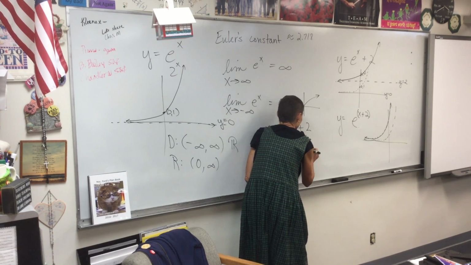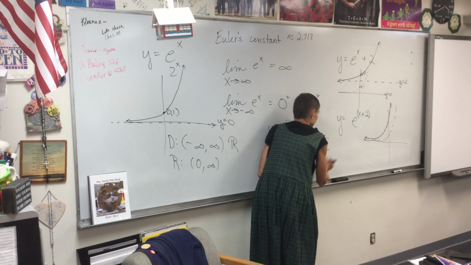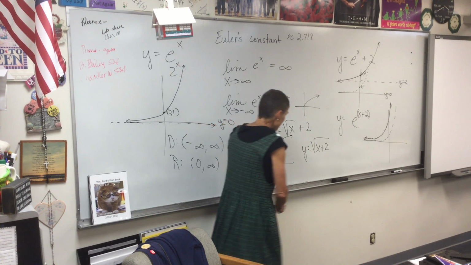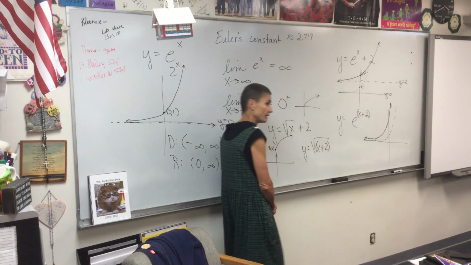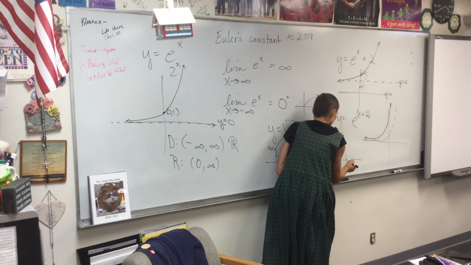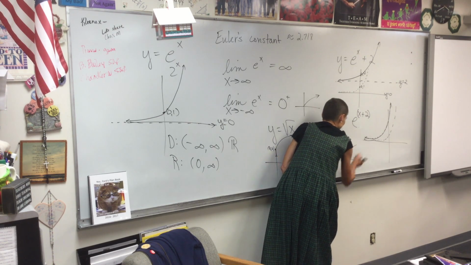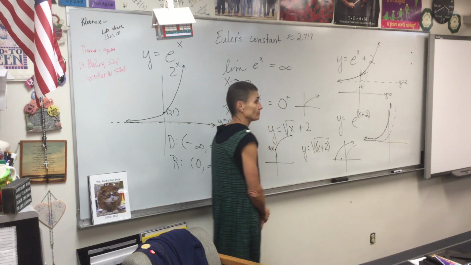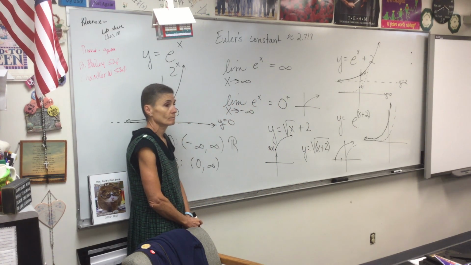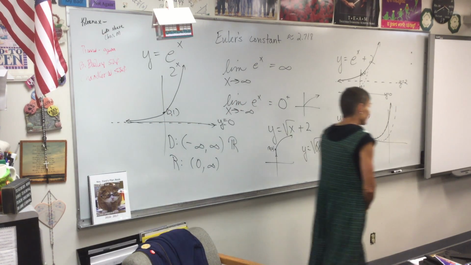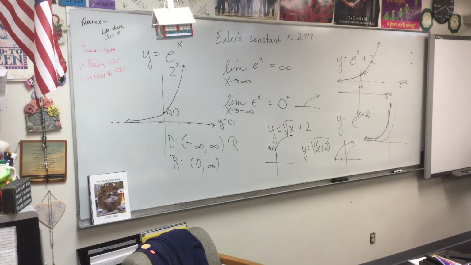So if we had this one, notice how the 2 is grouped with the x. So that's going to be a shift 2 units to the left. So instead of starting here and going like that, it's going to start over here and go like that. Is that right? Okay.